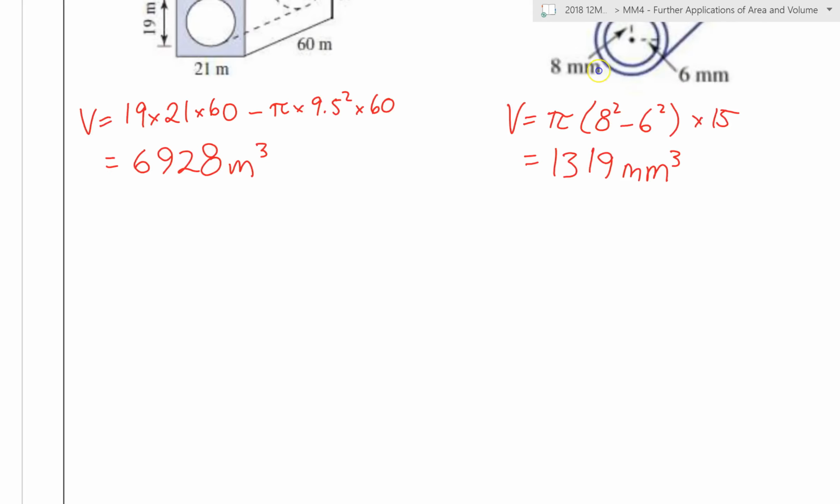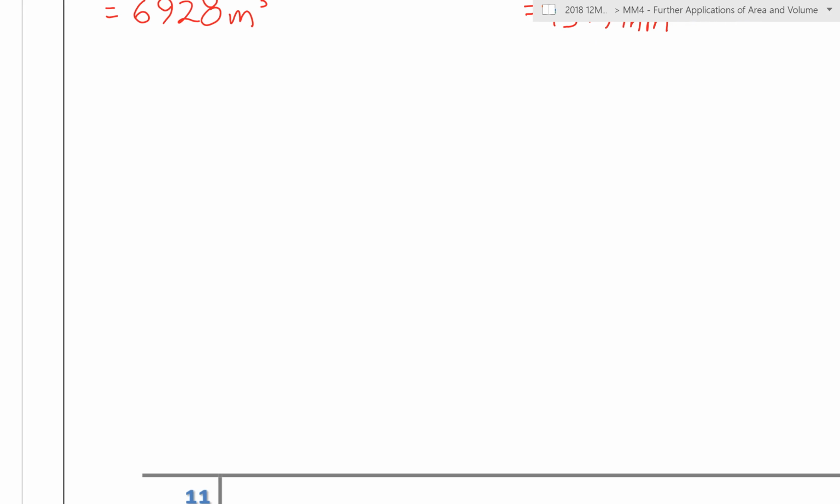Now, that's all the examples that are in the notes, but I want to give you 2 more questions to ponder on, because these volume questions are really quite common.